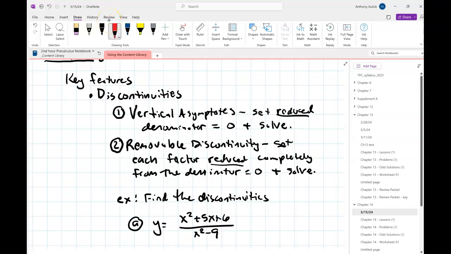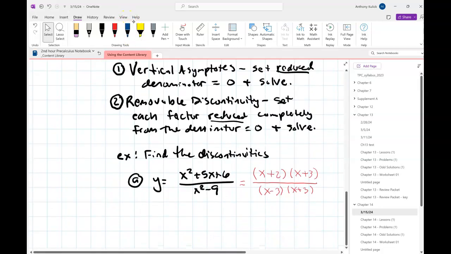So to do this, the first thing I want to do is to see if I can reduce this rational function at all. To reduce a rational function, what must we do first? Has to be factored. Who can tell me how to factor x squared plus 5x plus 6? It's not x plus 5 and x plus 1. It needs to multiply to give you 6 and add to give you 5. Good. So x plus 2 and x plus 3. So then x minus 3 and x plus 3.